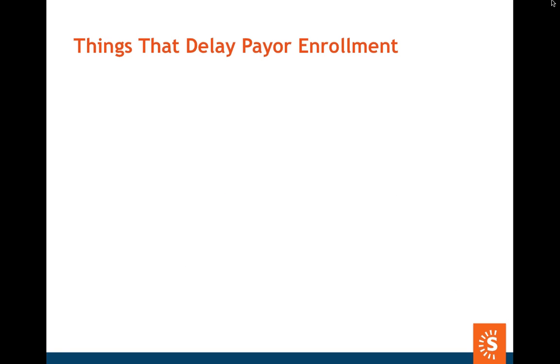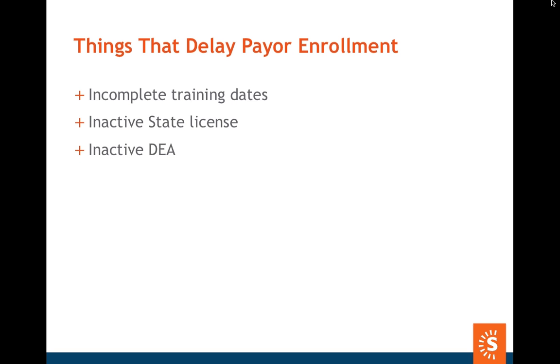The next slide, please, will show us, just reiterating, some things that can delay payer enrollment. Incomplete training dates that might be entered on your practitioner's applications, inactive state licenses. Sometimes your providers will send you a license and it might have expired last week or a previous day. So it's really important to keep an eye on the fine details of the documentation that you're getting from your providers.